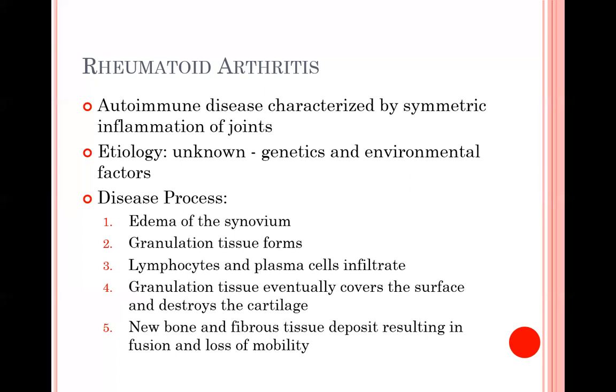A lot of times in inflammatory processes, you get a lot of granulation tissue formation, which is sort of like new blood vessels and things like that. It can cause some of the problems, but it's sort of a response to an inflammatory process. Lymphocytes and plasma cells infiltrate into the area. Granulation tissue eventually covers the surface and starts to destroy the cartilage. So this inflammatory response starts to be the problem. New bone and fibrous tissue deposit, resulting in fusion and then loss of mobility.